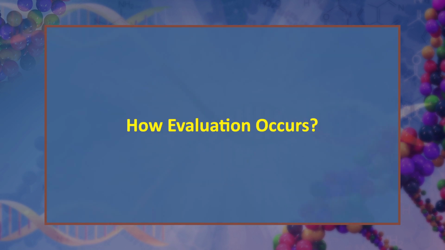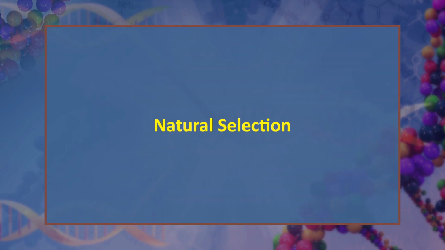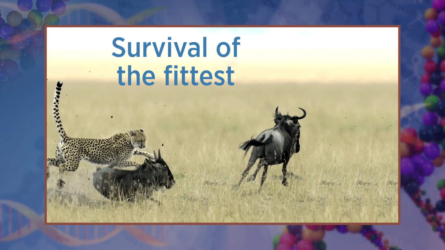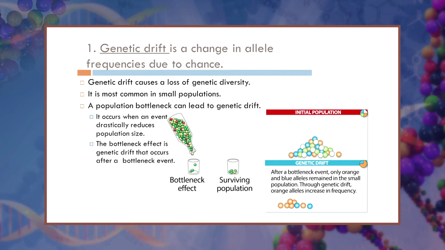Dear students, let's now discuss how evolution occurs. Evolution occurs by mutation, that is, the change in the DNA. Second, by migration, that's an influx of new individuals to the population. Third, natural selection, that is, the most fit organisms survive to pass on their DNA through offspring. Fourth is genetic drift, that is, random chance an allele is not passed to offspring.